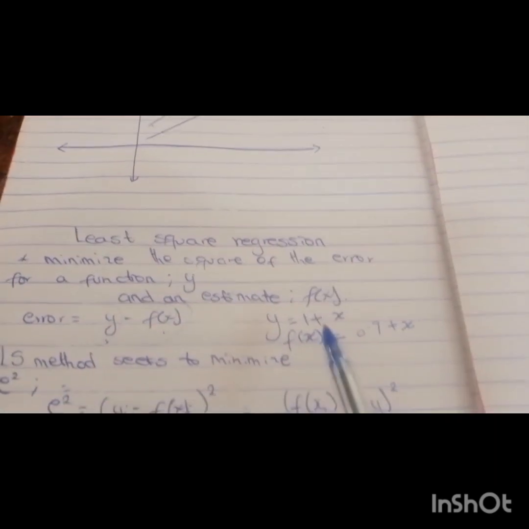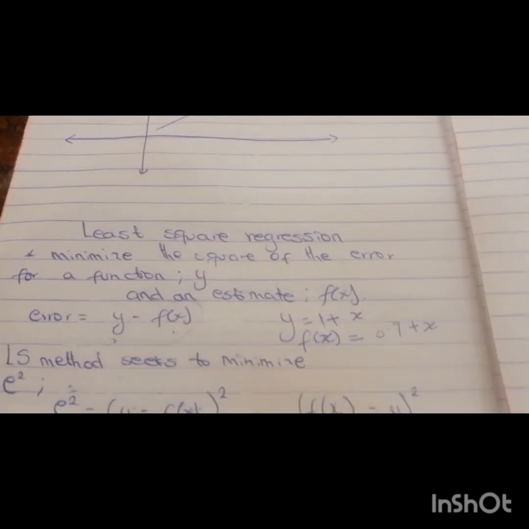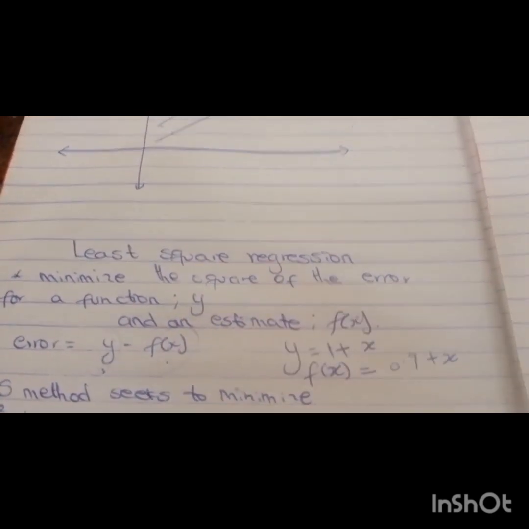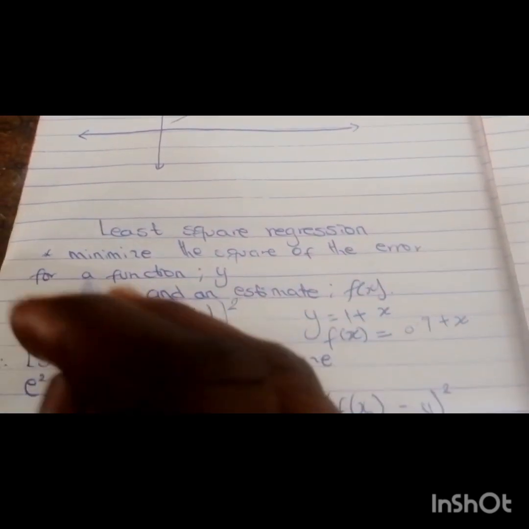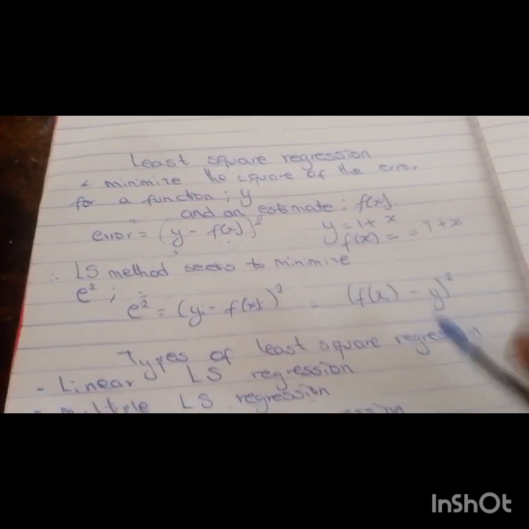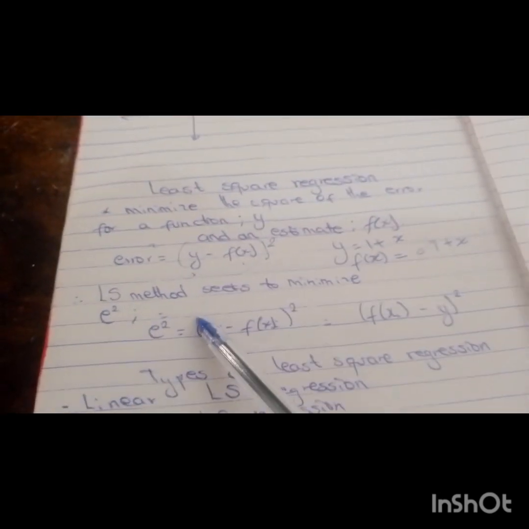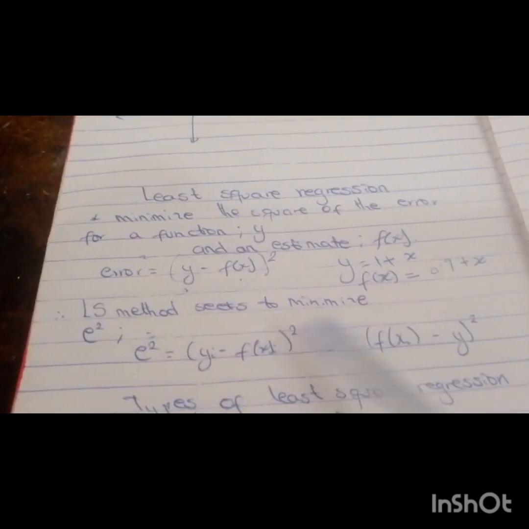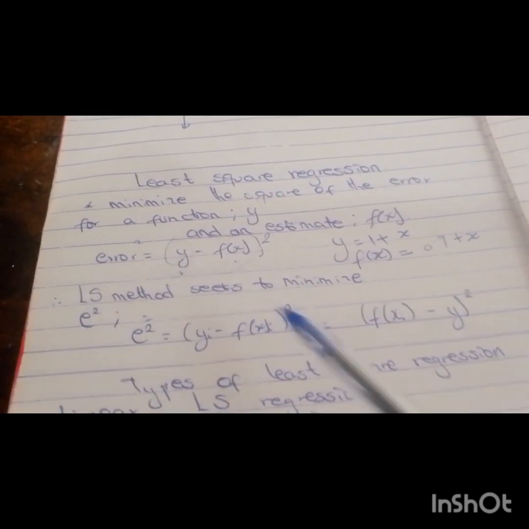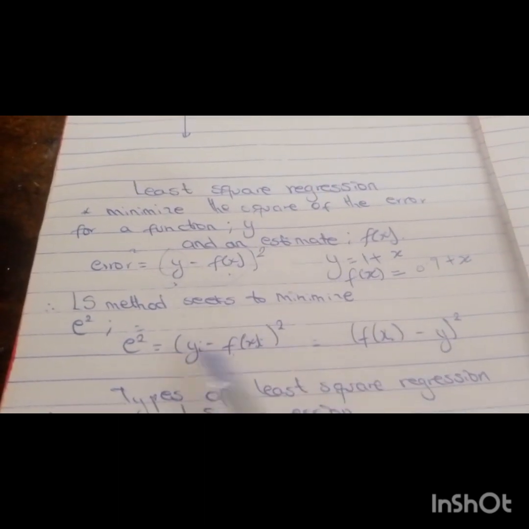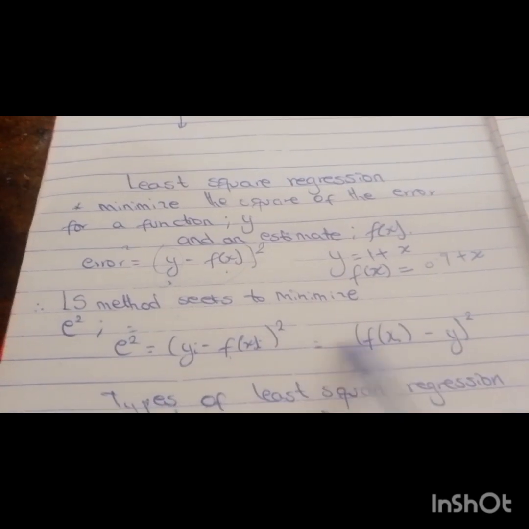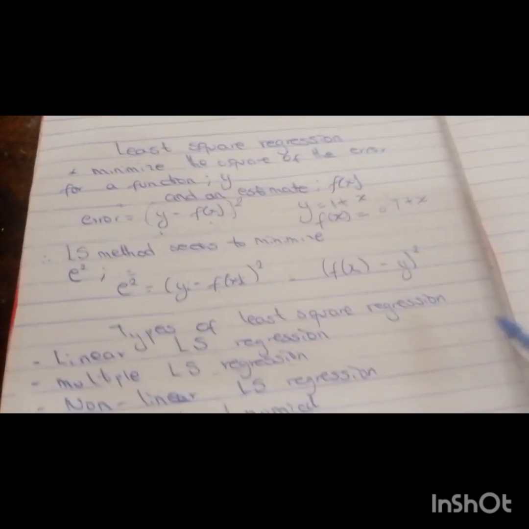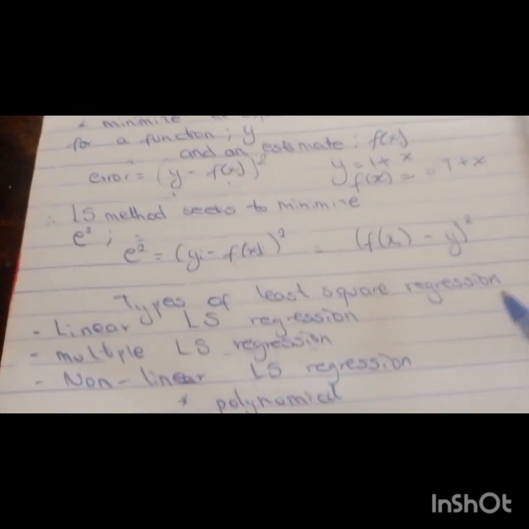What least square regression is trying to do is minimize the square of the error. So the least square method seeks to minimize e squared, the error squared. Since it's squared, it doesn't matter which one comes first. The directionality does not matter because the sign will simply cancel out.